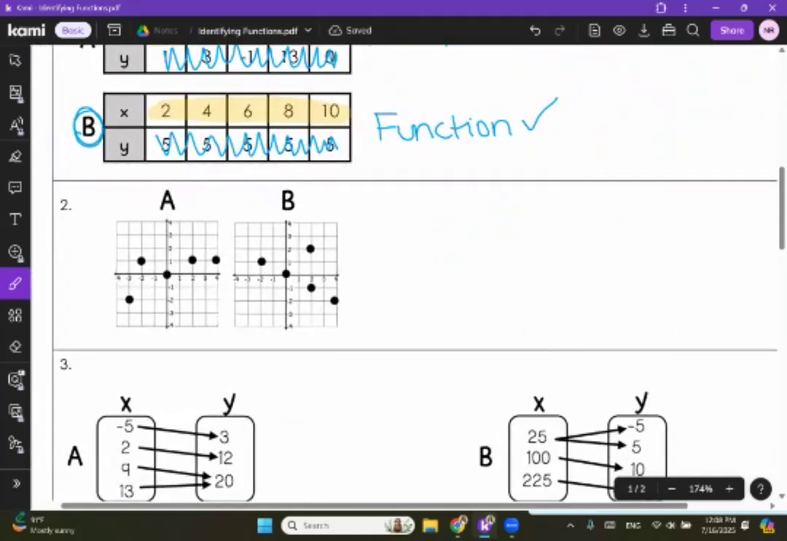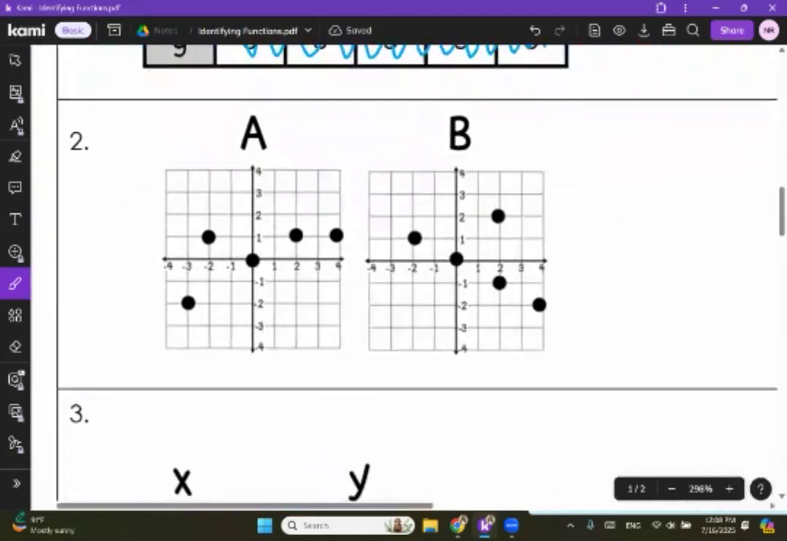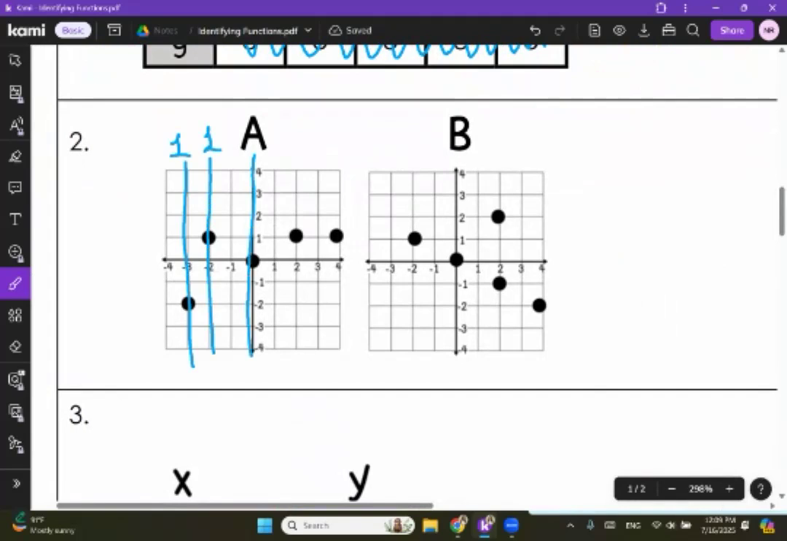Look at number 2. Number 2, we have a graph. With graphs, we just went over it. A graph that is a function will pass the vertical line test. What is a vertical line test? Whenever you draw a vertical line, if it only touches one time, it's a function. But notice here we have multiple points. So that time, that vertical line only touches 1 point. This vertical line only touches 1 point. This one only touches 1 point. This one only touches 1 point. So since each vertical line that I drew only touches 1 point, A is a function.